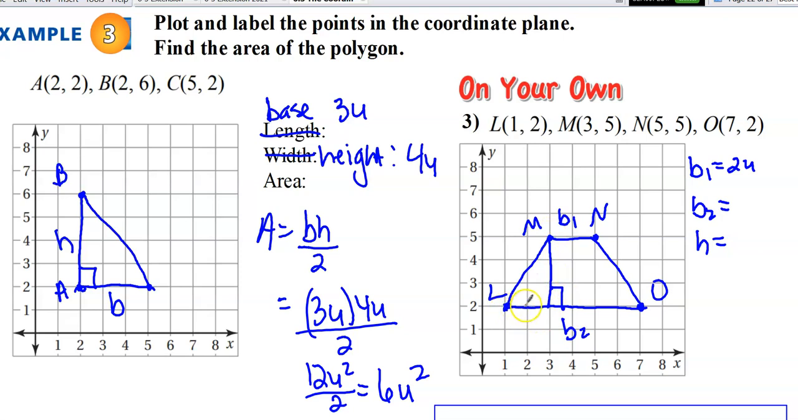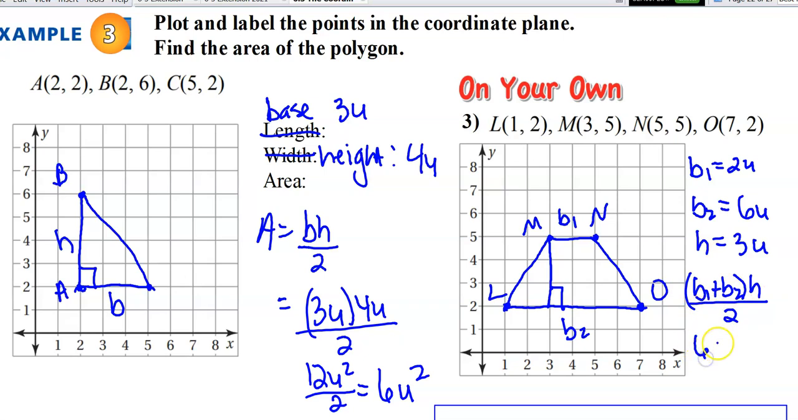So B2 is 1, 2, 3, 4, 5, 6. The height is 1, 2, 3. Oops, let's put units. Okay, so my formula is, I'm going to run out of room here because I don't have a whole lot of space. It's B1 plus B2 times H divided by 2. So I'm going to leave off the units just to make some room.